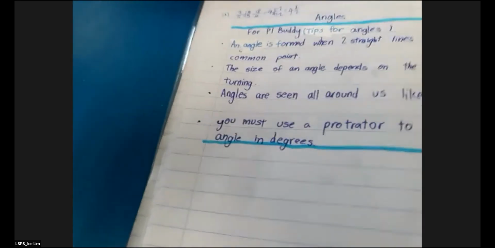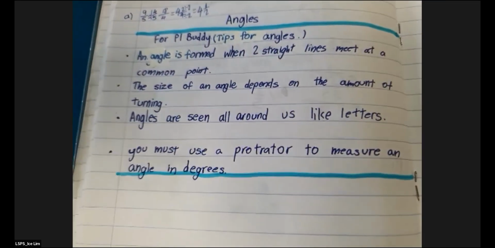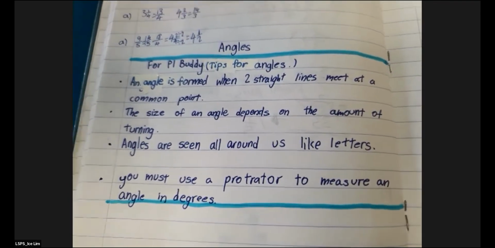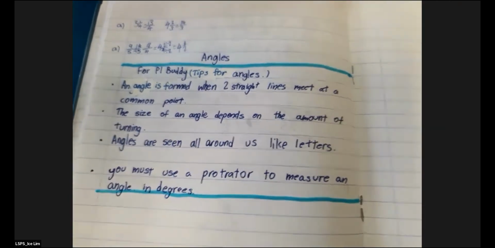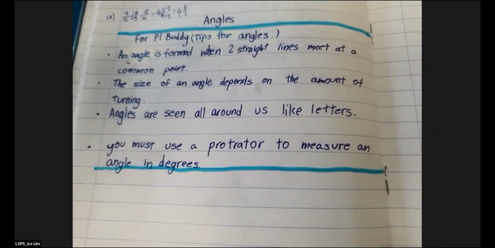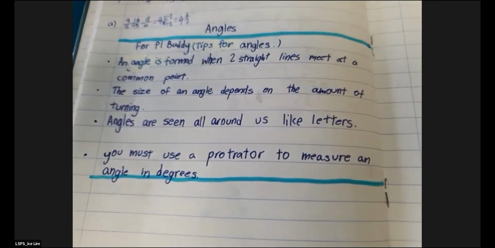Okay, and I really like what Adriel wrote here. Seems to have a very good explanation. Okay, some tips here. An angle is formed when 2 straight lines meet at a common point. Oh, okay, Zakir mentioned about lines meeting. Adriel makes it clearer. It's not just meeting, it meets at a common point.